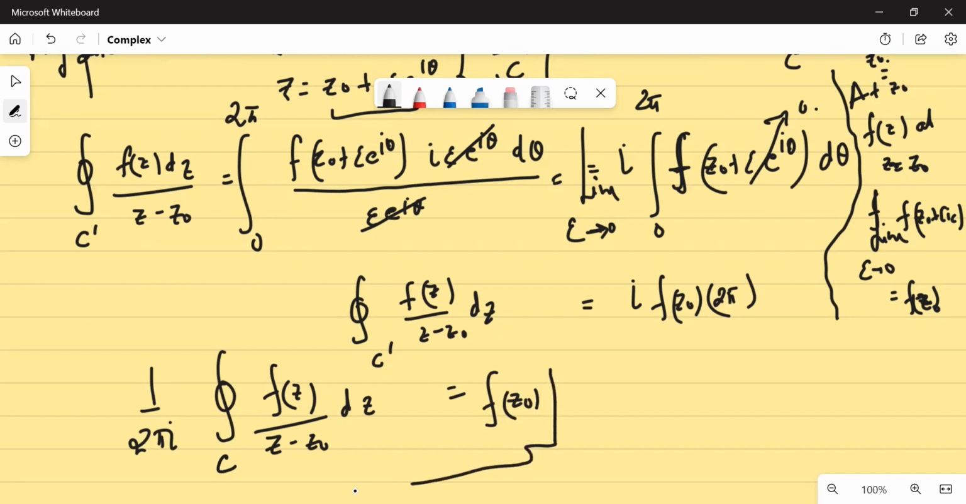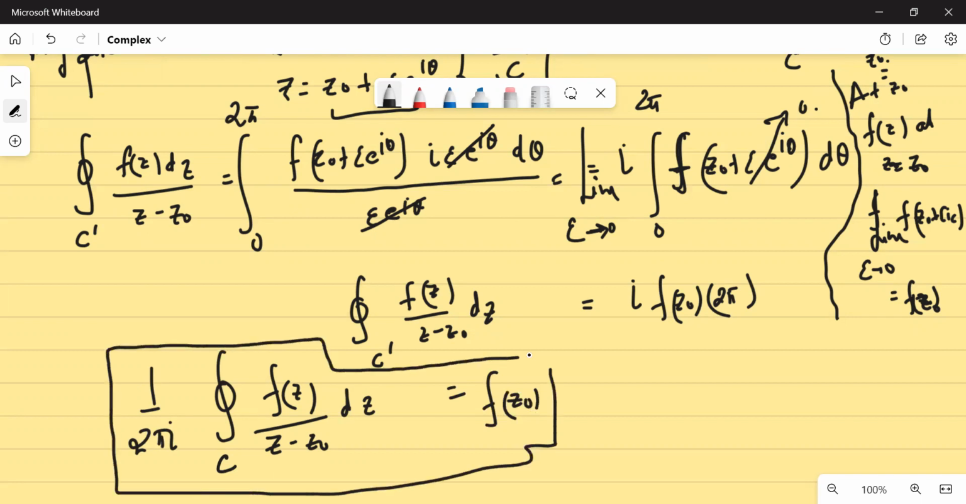So what this means is, if a function is analytic inside the closed contour C, and if z naught is an interior point to that closed curve C, the value of the function at point z naught is given by 1 upon 2 pi iota times the integral of f(z) upon z minus z naught dz. Is that clear? This is called Cauchy's integral formula, not theorem, but Cauchy's integral formula.